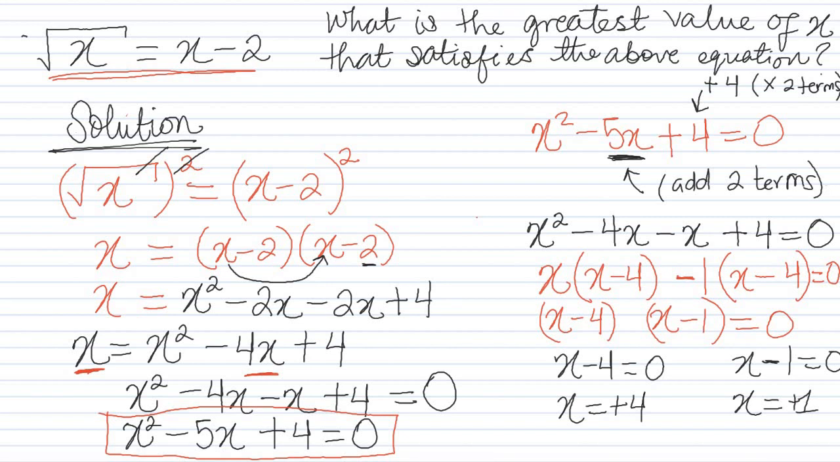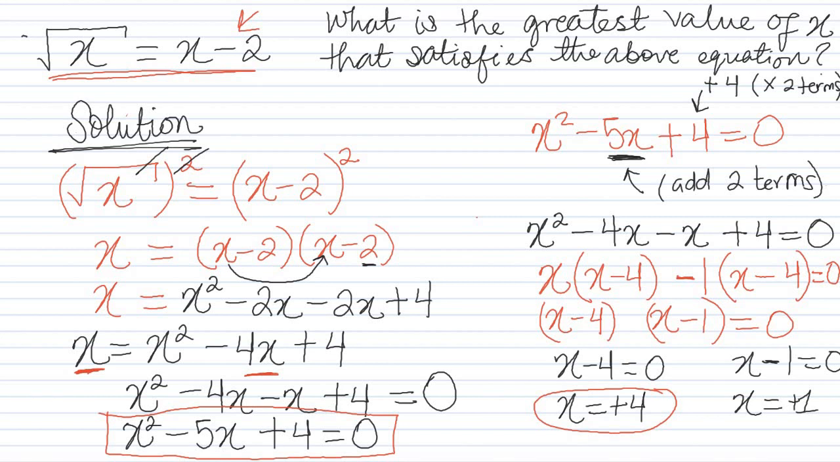So now we go back to the question, because we're asked to find the greatest value of x that satisfies the above equation. But guess what? We have two values of x. So now we have to think about what the question actually asks us to do. The question asks for the greatest value of x that satisfies the equation we're given in the first place, and that is just x equals positive 4.